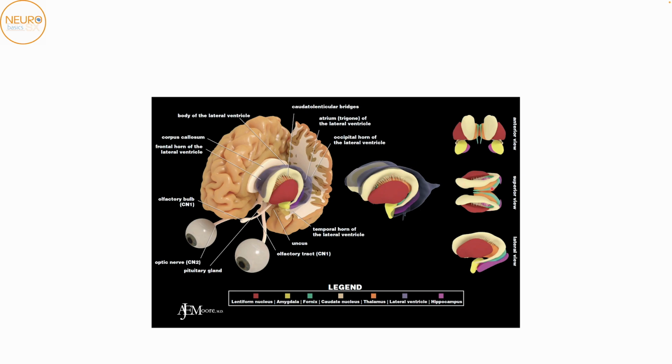So we can see a lot of them here. You've got the fornix, which is green over here. You've got the caudate nucleus, which is white over here. Above that, you'll also have the corpus callosum, and then you have the lateral ventricle.